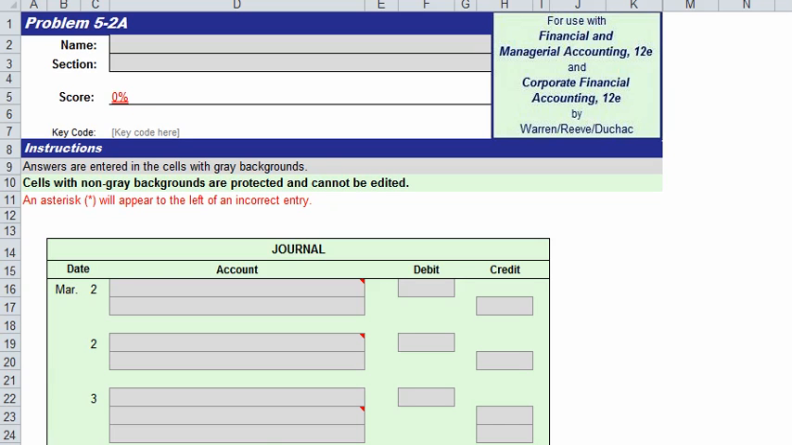Okay, you guys, we're now going to work problem 5-2A, some sales transactions for a merchandising business. That problem is on pages 256 and 257. Again, the chart of accounts we're using, the accounts you can pick from, are on page 227.